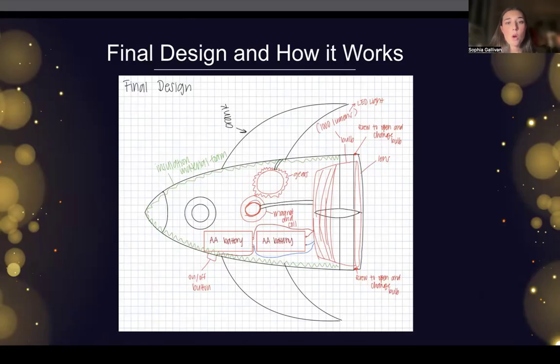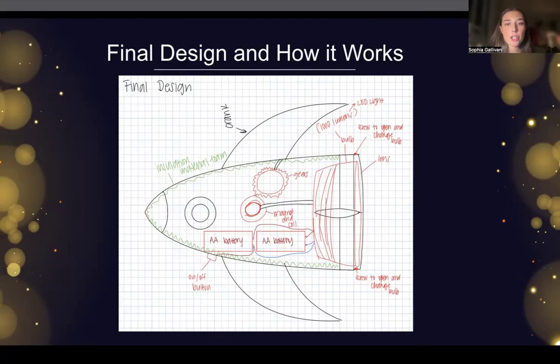Our final design is a rocket-shaped crank flashlight that uses both manually and battery power. User pushes the crank, activating a magnet coil system that spins to generate electricity. The generated electricity travels through wires to help power the flashlight. The flashlight includes two AA batteries, as mentioned before, that store power separately from the magnet coil system. Electricity from either source flows to the LED light bulb to produce light.